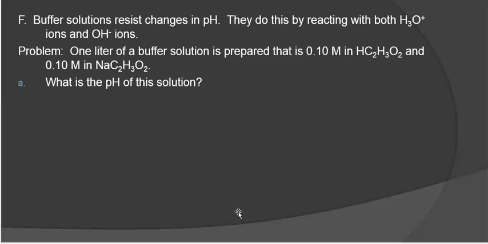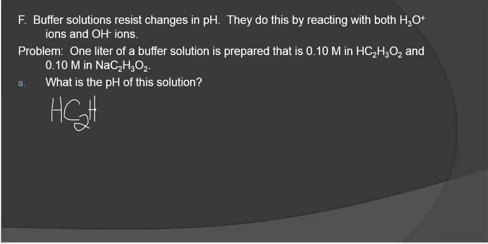Buffer solutions or common ion solutions resist changes in pH. They do this by reacting with both hydronium and hydroxide ions. So let's look at this example here. We have a buffer solution of acetic acid and sodium acetate. What is the pH of this solution?